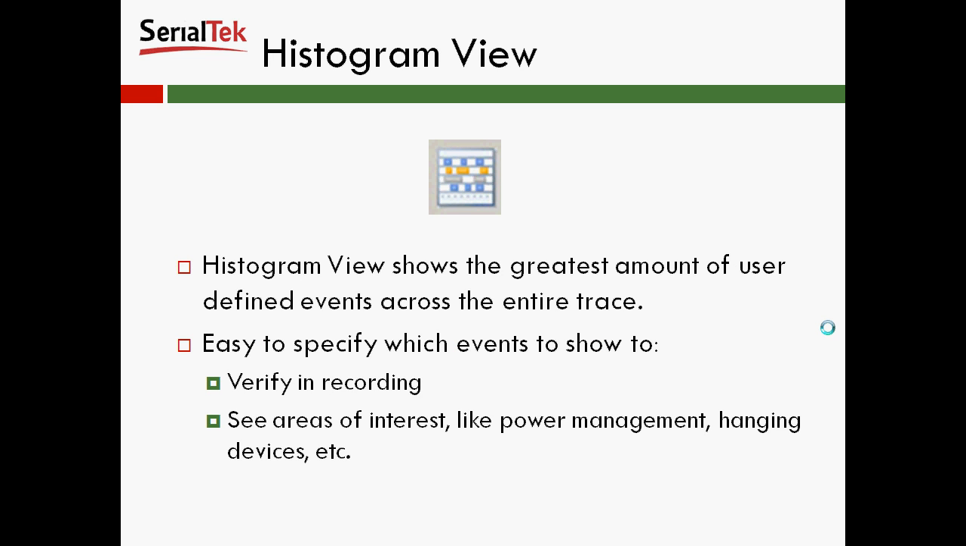Histogram view shows the greatest amount of user-defined events across the entire trace, meaning you set the events that you want there to be markers for, and you'll see a histogram, or essentially a graph of those events across the entire trace. I liken it to a 5,000-foot view of a neighborhood. Essentially, you'll see everything that's in that neighborhood that you want to see.